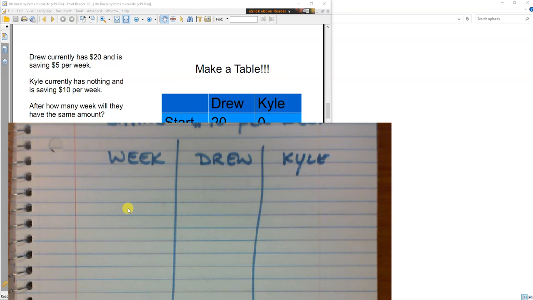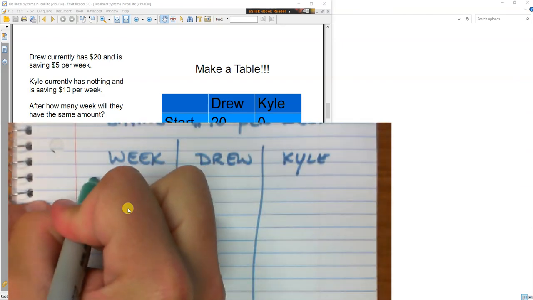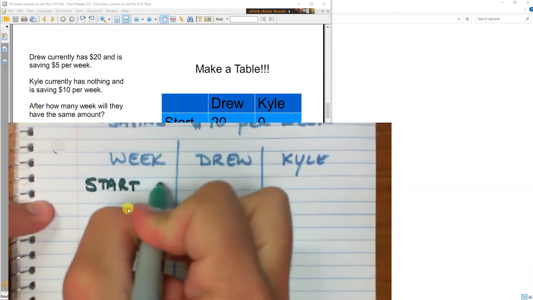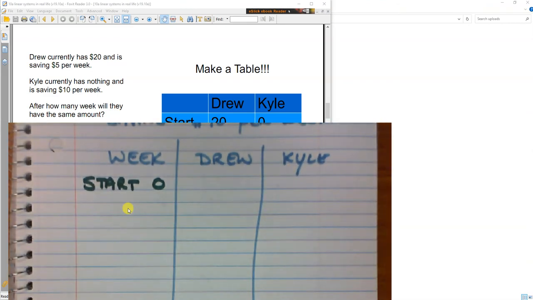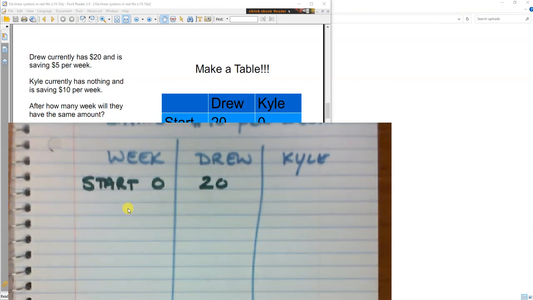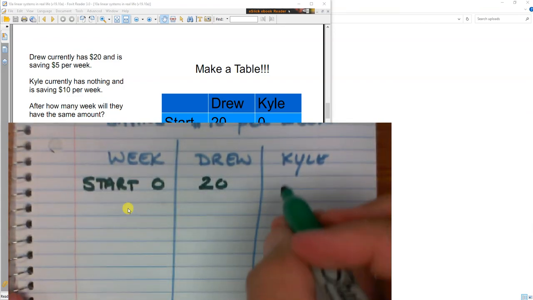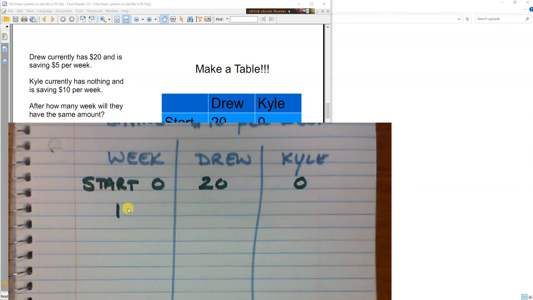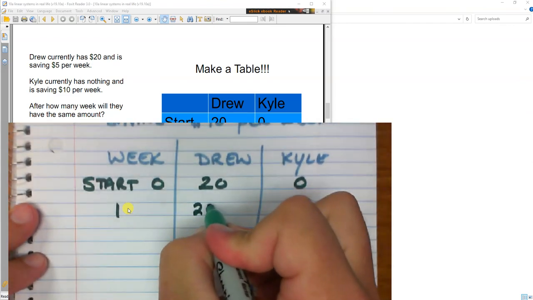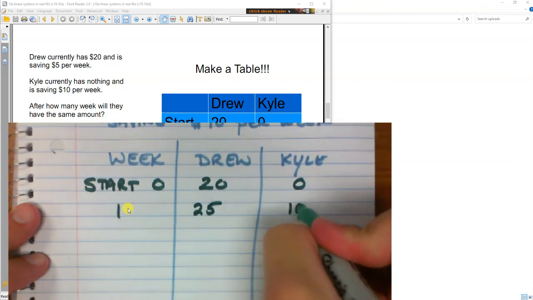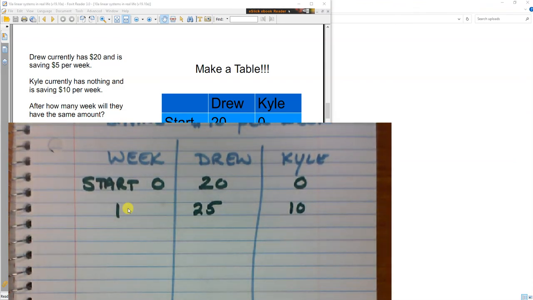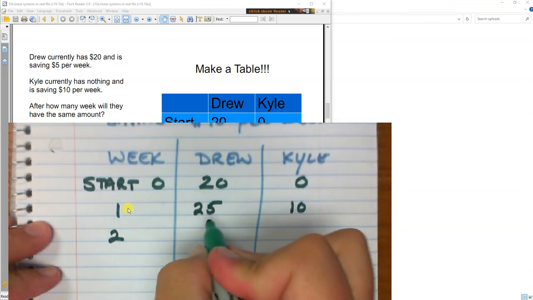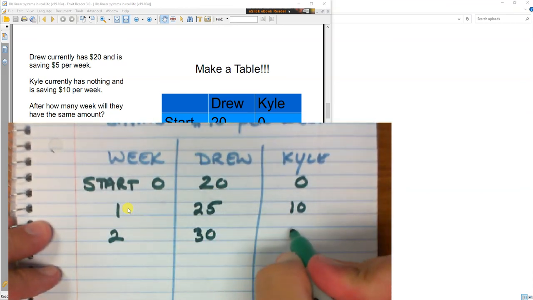And I think the most confusing part of this for most people is that we actually start at week 0. Before we even begin, Drew has some money. Drew has $20 at week 0. In his pocket, before the game even starts, Drew has $20. And Kyle has 0. Then at week 1, Drew has $25 and Kyle has 10. And now we're just going to follow the pattern. At week 2, Drew has $30 and Kyle has 20.